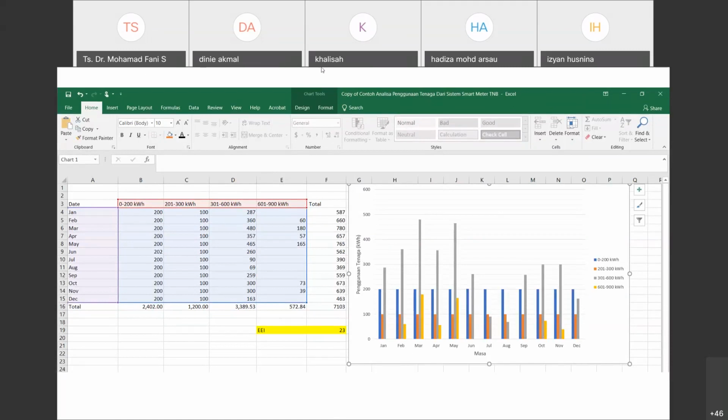So for residential in Malaysia, we have a block tariff. So 0 to 200 kilowatt hour is one block, and this is another block, the third block, and the fourth block. With this block tariff, you can create this chart, something like this. So we can see the performance of every single month for this home.